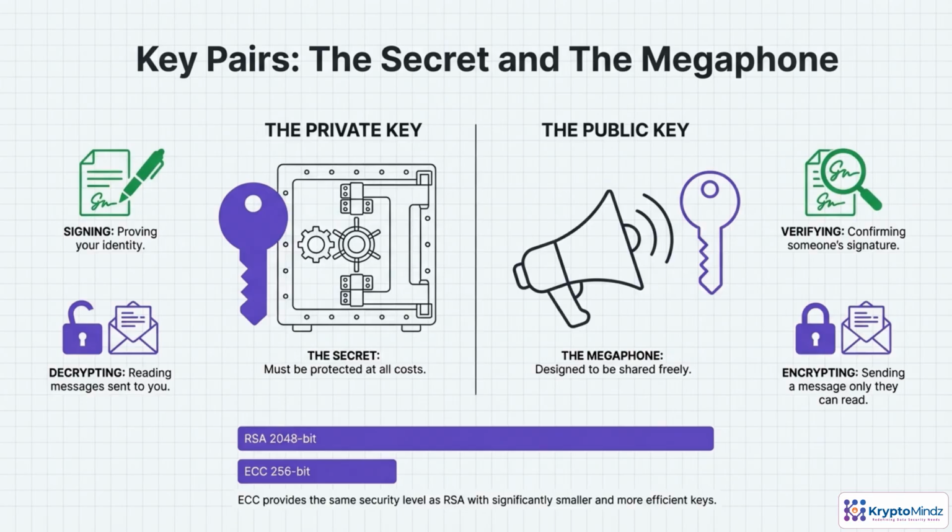Now, key sizes vary depending on the algorithm. RSA keys are typically 2048 or 4096 bits. That's 256 or 512 bytes. Elliptic curve keys are smaller, 256 or 384 bits, but provide equivalent security. Why the difference? It's about the underlying mathematics. RSA is based on the difficulty of factoring very large numbers. To maintain security against increasingly powerful computers, RSA keys must get bigger. But ECC, elliptic curve cryptography, is based on a different mathematical problem that remains hard even with smaller key sizes.